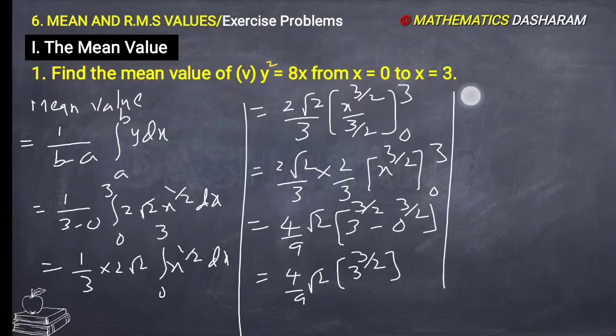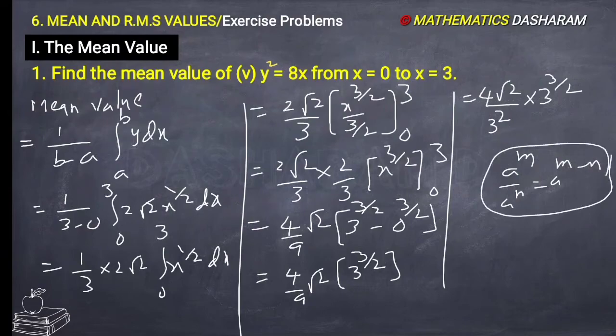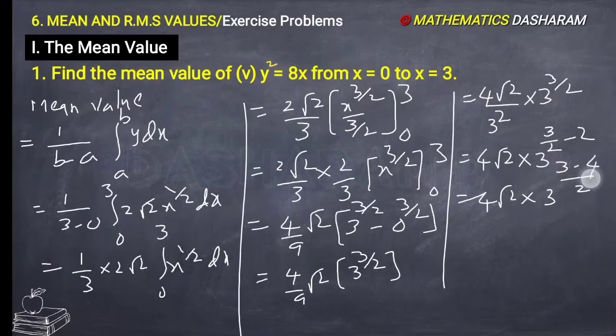So it is equal to 4 root 2 divided by, here 9 can be written as 3 square into 3 to the power of 3 by 2. Here a to the power of m by a to the power of n equals a to the power of m minus n. Okay, let us apply this formula. So it is equal to 4 root 2 into 3 to the power of 3 by 2 minus 2. So 4 root 2 into 3 to the power of, here 2 is the LCM, 3 minus 2 2s are 4. So 4 root 2 into 3 to the power of minus 1 by 2.